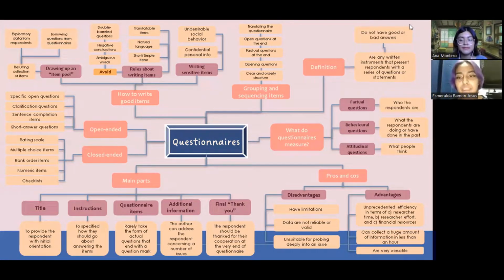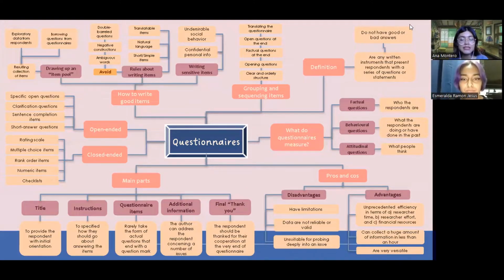We have some disadvantages and advantages of questionnaires. The disadvantages are that they have limitations. The data can be not reliable or valid, and they aren't suitable for deep issues. The advantage is unprecedented efficiency in terms of researchers' time, and they are also versatile.